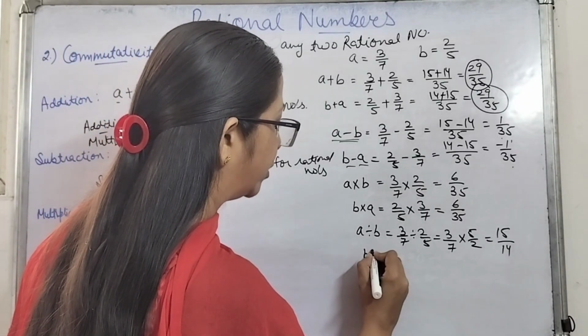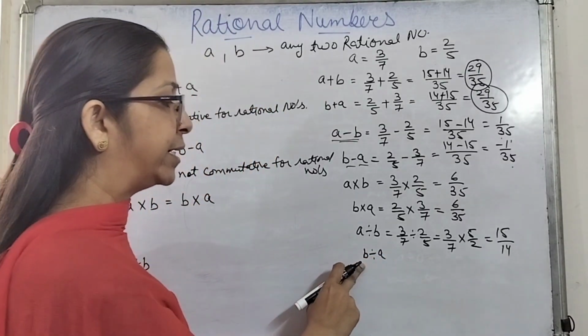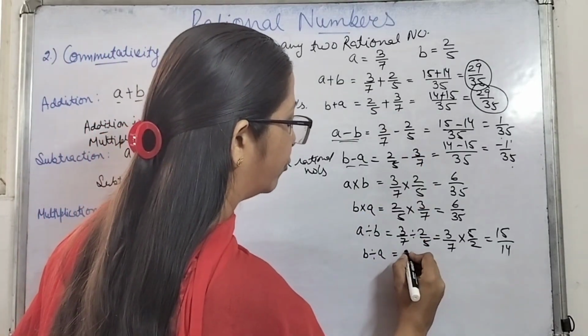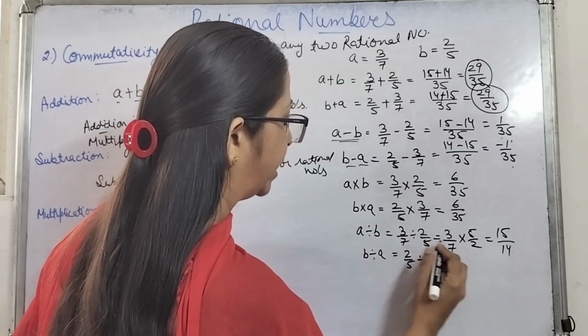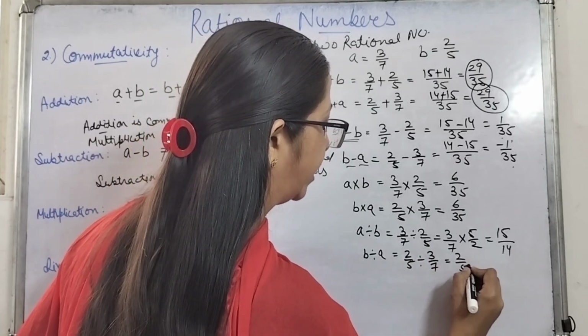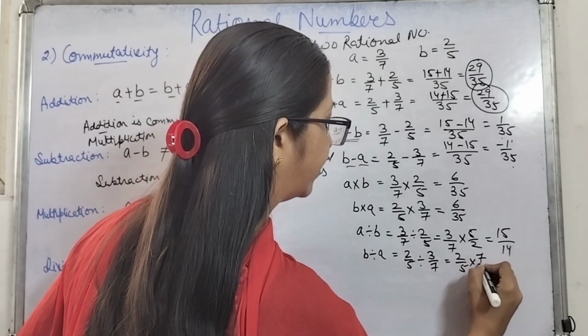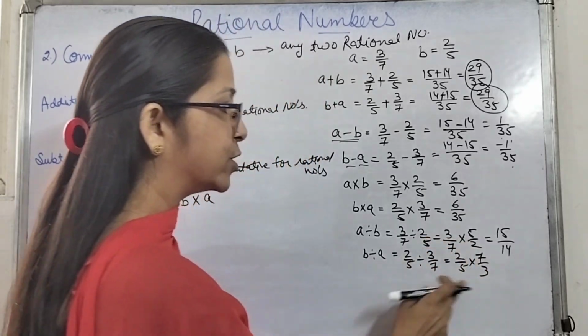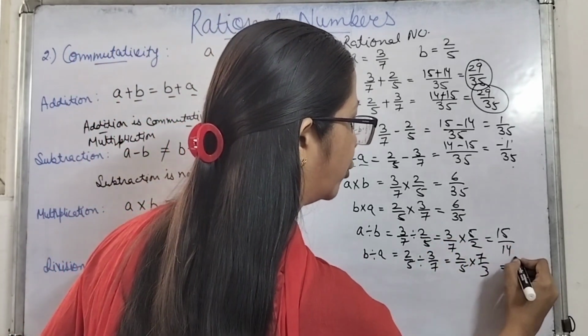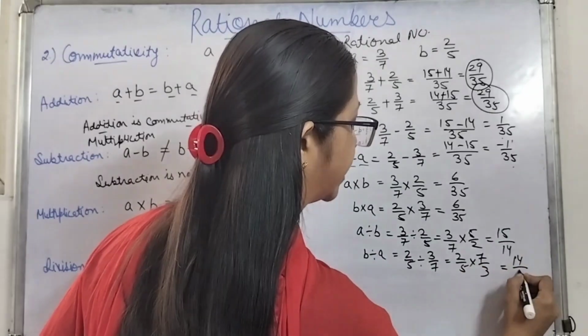Now if we change the order and write b divided by a, its value will be b is 2 upon 5 divided by a is 3 upon 7. So it will be 2 upon 5 multiplied by 7 upon 3. This 3 upon 7 is going to reciprocate. So it will be 7 twos are 14 divided by 5 threes are 15.